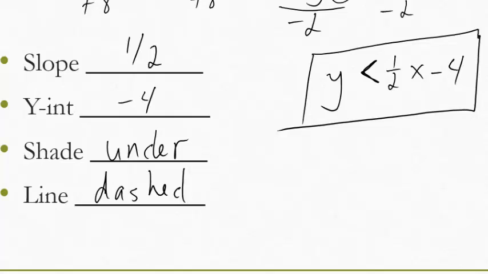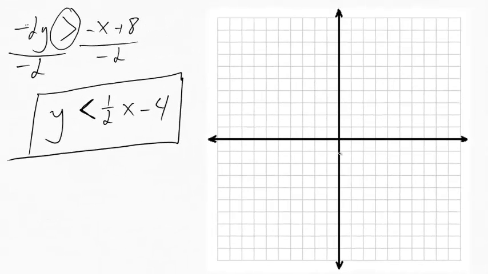So always start with our y-intercept. The y-intercept is negative 4. So 1, 2, 3, 4. And now our slope is positive 1/2, so we're going to go up 1 and over 2. Up 1 and over 2, up 1 over 2, etc. Then the opposite the other way.